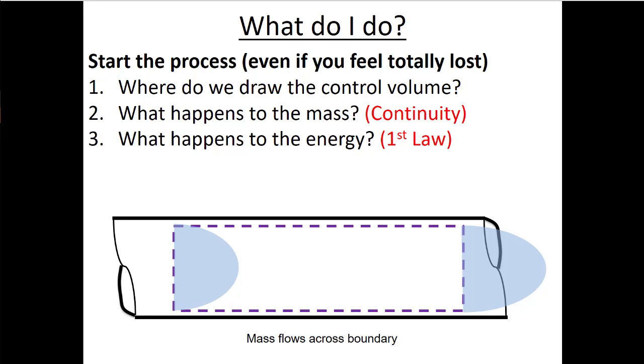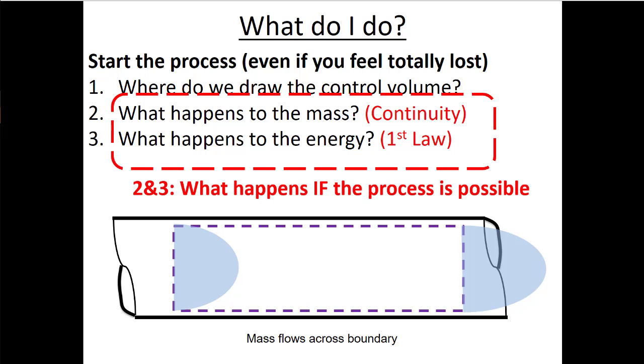And in just a very 10,000 foot view, for an open system process, we need to know where we are drawing the control volume, what our system is, and what happens to the mass. Because with open systems, mass can come in and out, and we know that mass carries energy with it. So we need to know what happens to the mass before we can find out what happens to the energy. And for most cases, if you're analyzing an existing system, these are the only three questions that you need to answer.